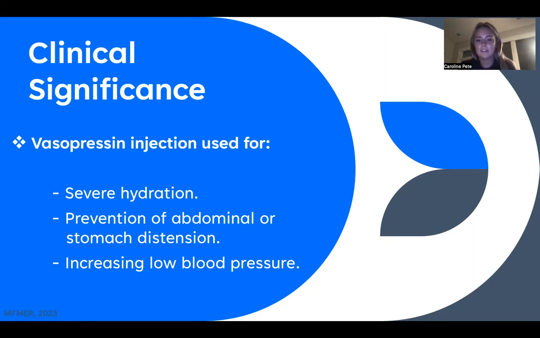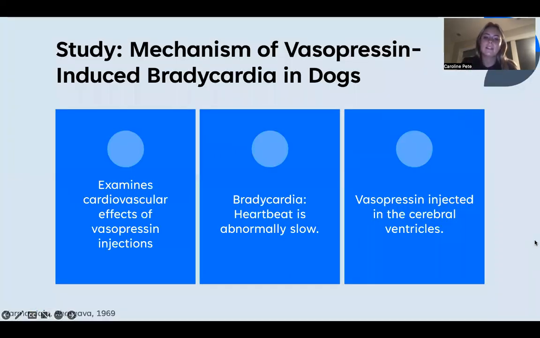In relation to this clinical significance, I found an interesting study about the use of vasopressin injections in dogs. This study mainly analyzes the mechanism of vasopressin-induced bradycardia in dogs. Bradycardia is a condition where the heart is beating abnormally slow. During this study, the cardiovascular effects of vasopressin injection were examined in order to determine whether there was a central component of the cardiovascular action of vasopressin.